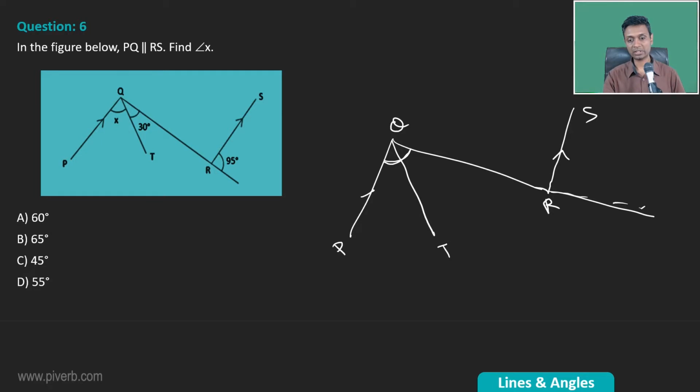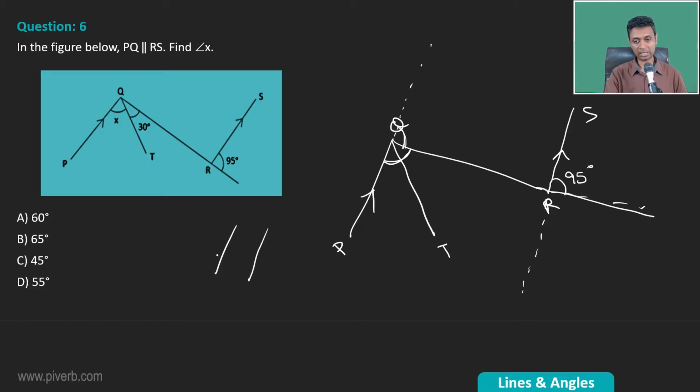PQ and RS are parallel to each other. So I'm going to imagine this extended like this. This angle is 95 degrees. Two parallel lines SR and QP cut by a transversal QR. If this angle were 95, what will be this angle?